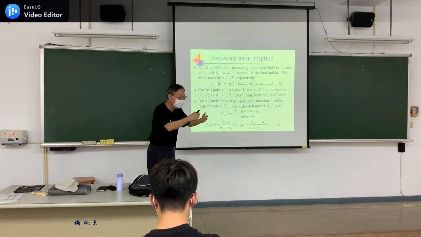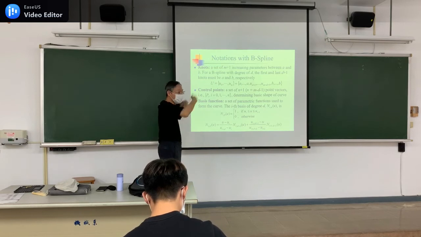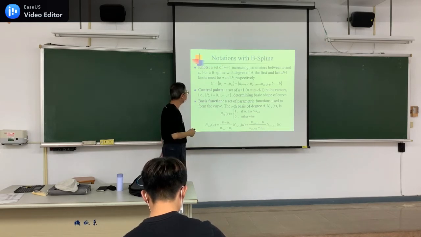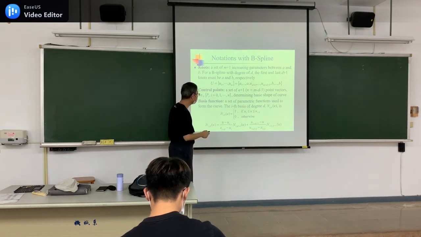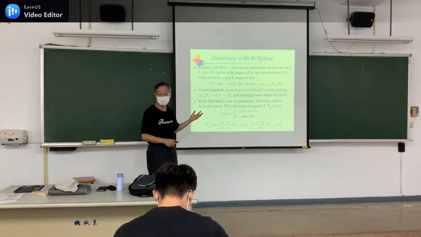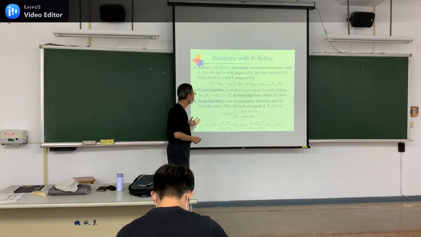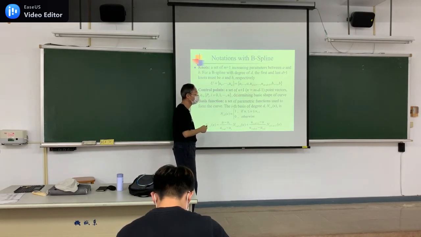They are related to each other. In other words, you cannot arbitrarily choose these numbers. They have some relationship. It has to satisfy this relationship, otherwise it will not be well defined. So normally the control points are given first. Okay.